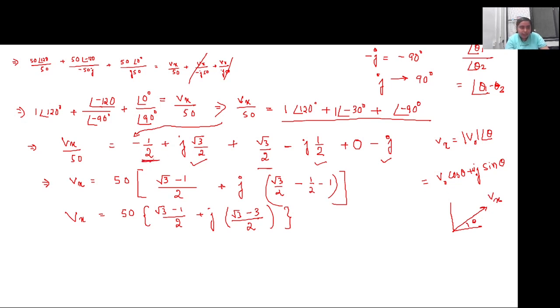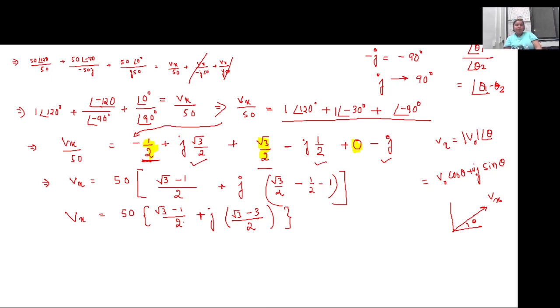I'll just use the highlighter, wait. The highlighted part is the cos part and the unhighlighted ones are the sine part. The real part is cos. The imaginary part is sine. Clear, ma'am. We can move next.